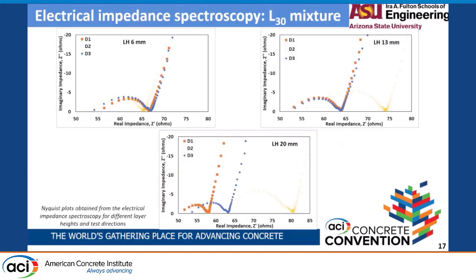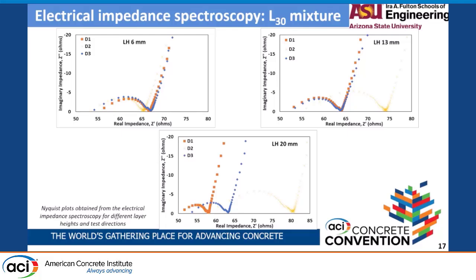So we did EIS for the L30 mixtures for different layer heights and different directions. And again, we saw that the 6 mm sample has almost isotropic results, whereas in the 13 and 20 mm samples, we see anisotropic results. In the 13 mm sample, we see D2 has a higher resistance as compared to direction 1 and direction 3, which is mostly because in the D2 direction, the interlayers occur at a larger distance as the layer height is increased.